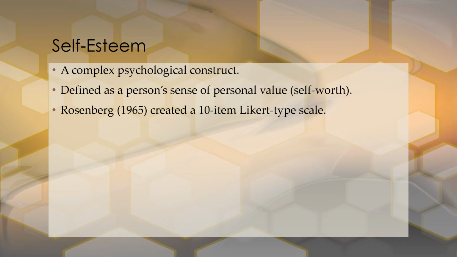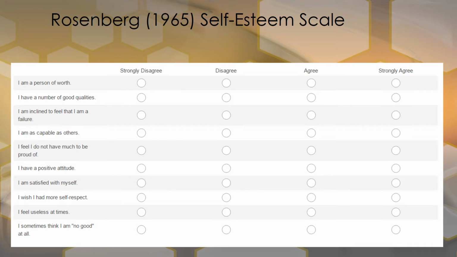We're going to go over an example on self-esteem. Self-esteem is a complex psychological construct. It is defined as a person's sense of personal value or their self-worth. And Rosenberg in 1965 created a 10-item Likert type scale. Here we have his scale, his 10-item scale.